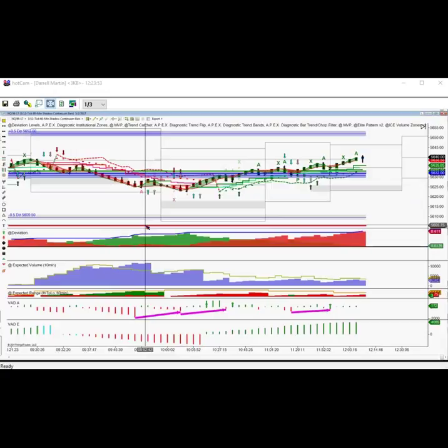Anybody else been like that before? Like you're holding on to a trade and you wanted it to work. Am I the only one? Okay, I'm not the only one.